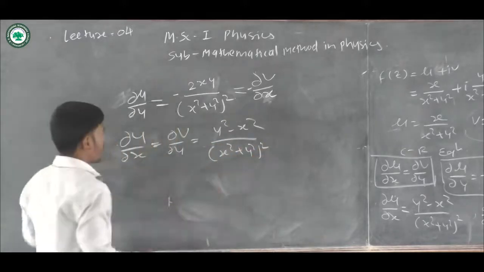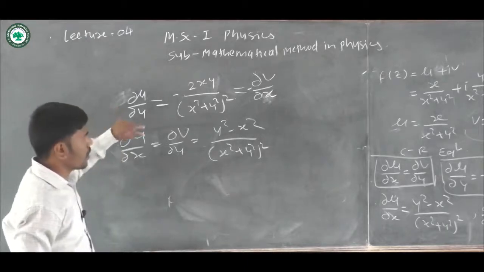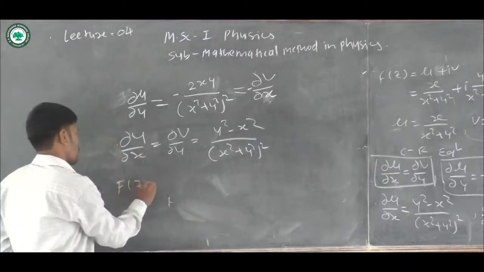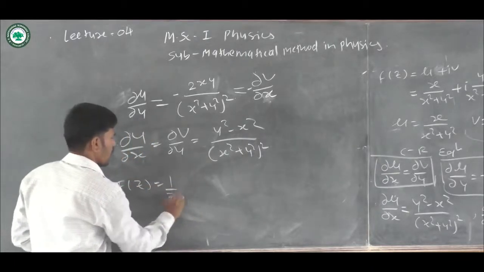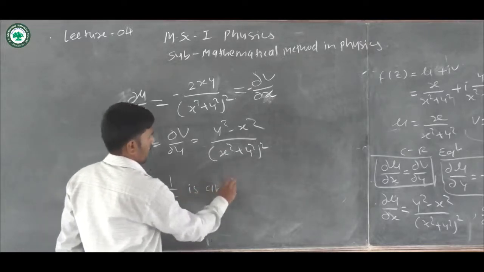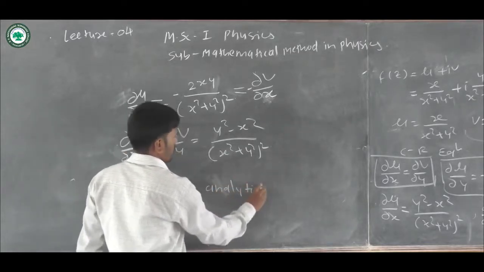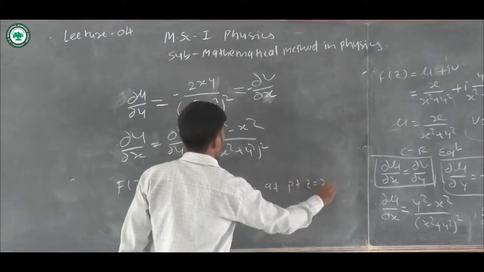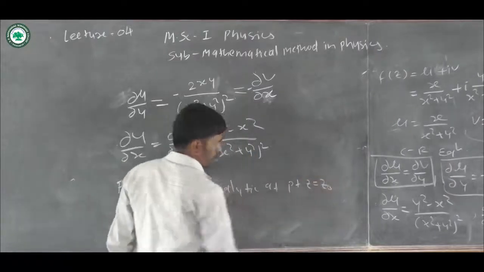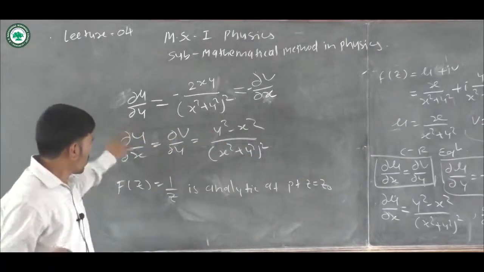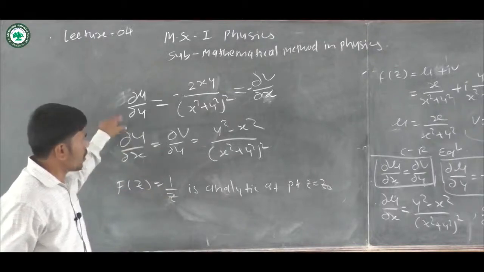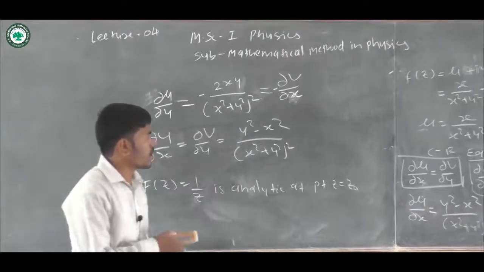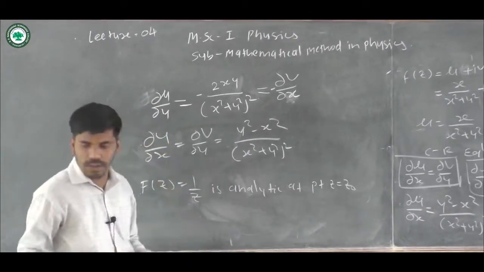Okay, so if these two conditions are satisfied, then we call this function f(z) = 1/z analytic at the point z = z₀, and also in its neighborhood. This function is analytic because the differentiability conditions, these equations, are satisfied by this function. Okay, so this is analytic.